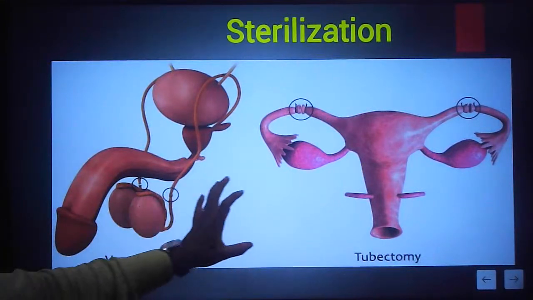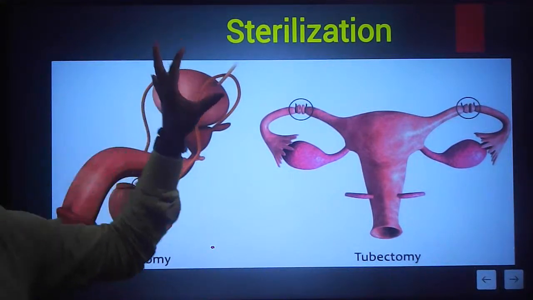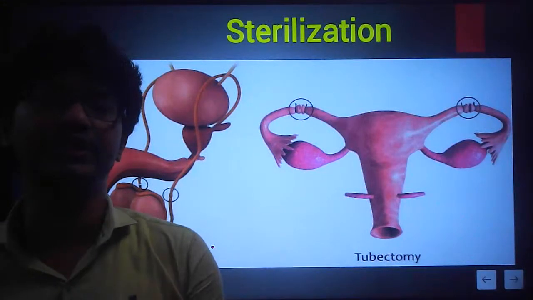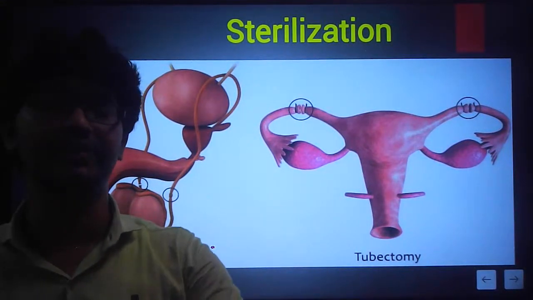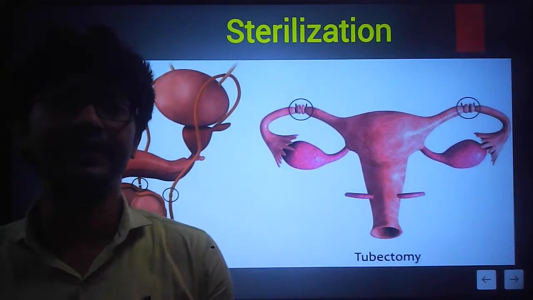So vasectomy and tubectomy are the two techniques of permanent sterilization. So far we discussed techniques that are temporary solutions, like the natural techniques or the chemical ones, the IUDs, and Saheli. These are temporary, lasting only about 6 months.